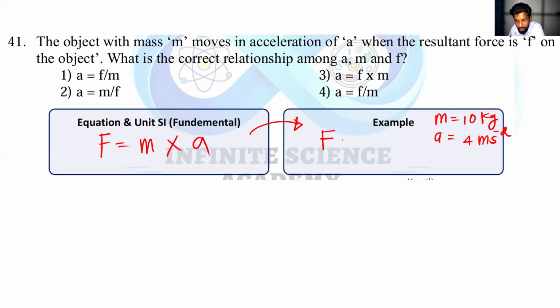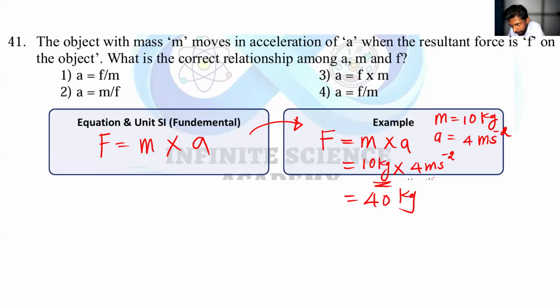Okay, now we'll write the equation. Force is equal to mass into acceleration. That is the equation, right? Mass, that is 10 kilograms, and the acceleration, that is 4 m s minus 2. Answer will be 40 kilogram meter second minus 2.